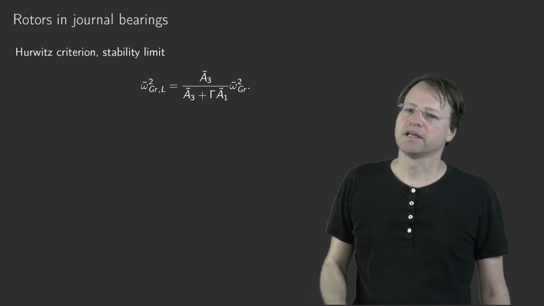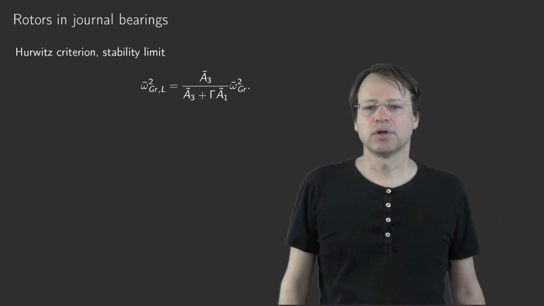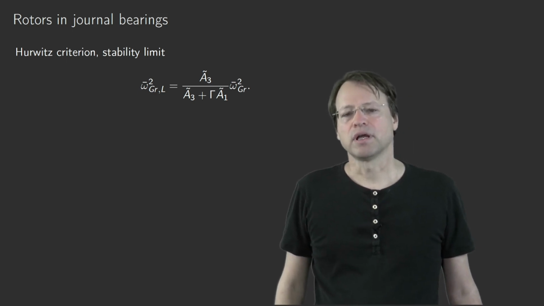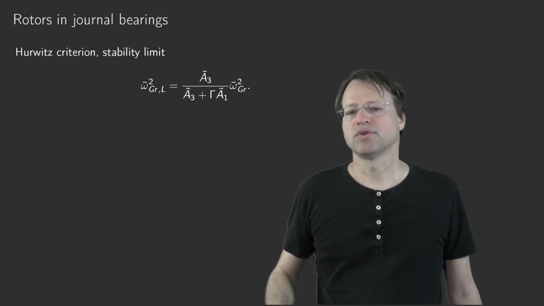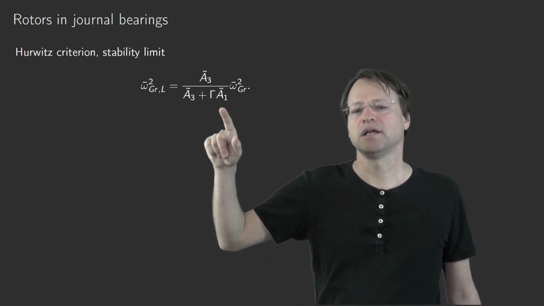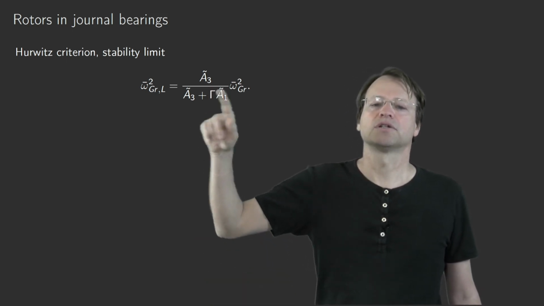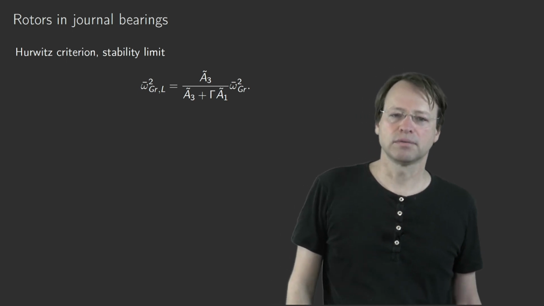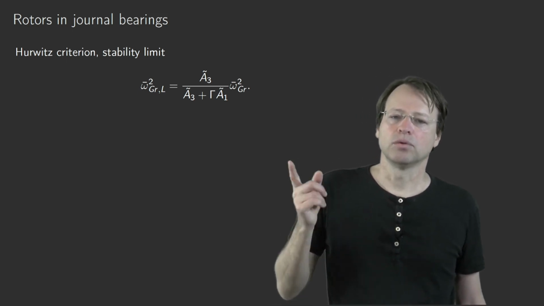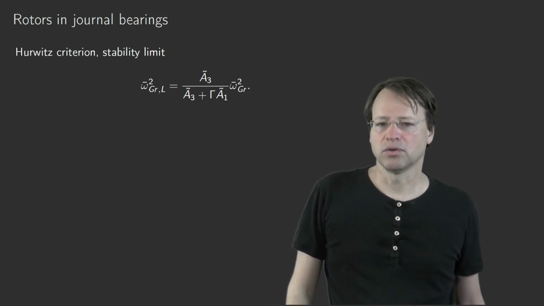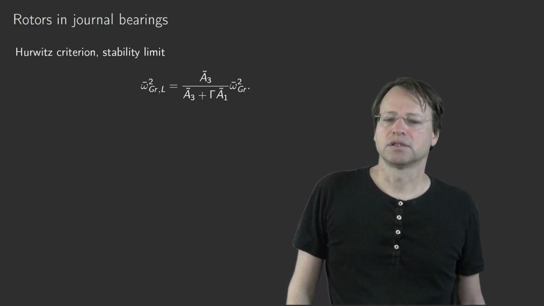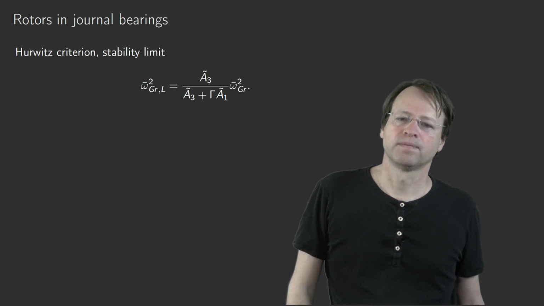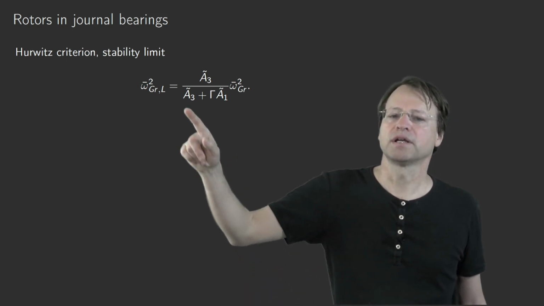Now, what can be said if gamma is not 0? Keep in mind that gamma is positive. If you look at that expression, then you find that A3 plus gamma A sub 1 is always larger than A3. Keep in mind that A sub 1 is always positive. We did not discuss this, but you can look at it. So A1 is always positive, so this factor is always less than 1.